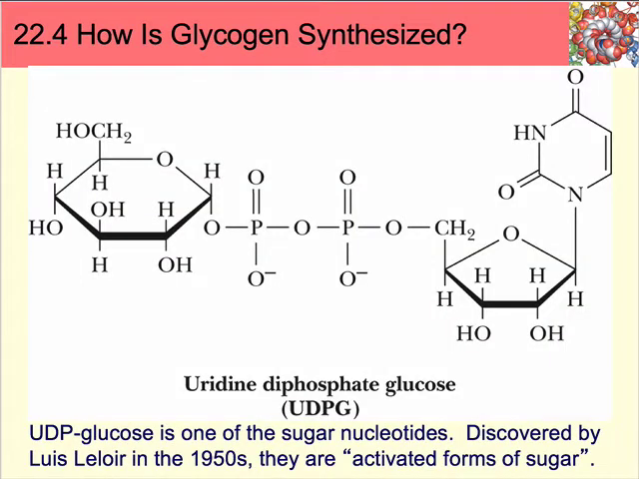Here's a picture of uridine diphospho or uridine diphosphate glucose, either one is fine, and it's abbreviated as UDPG. It's one of the so-called sugar nucleotides discovered by Leloir, and it's important to realize that this is an activated form of sugar. It's linked to this phosphoric anhydride in the sugar nucleotide molecule, and cleavage of this bond right here is facilitated by the energetics of the reaction, and we'll see this in just a minute.